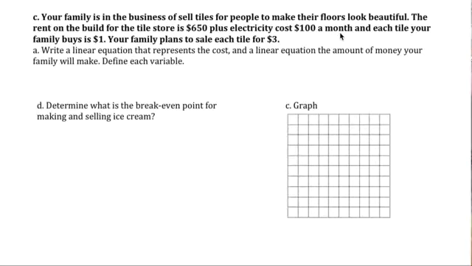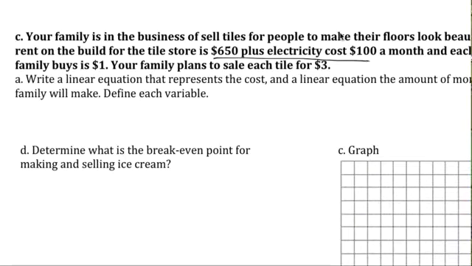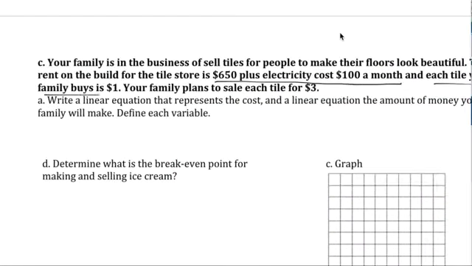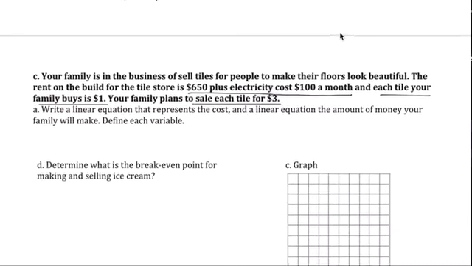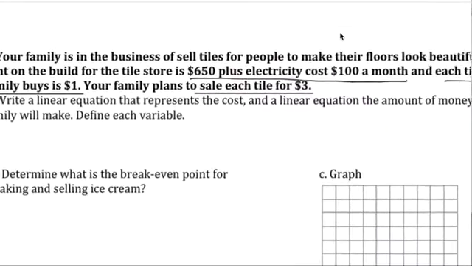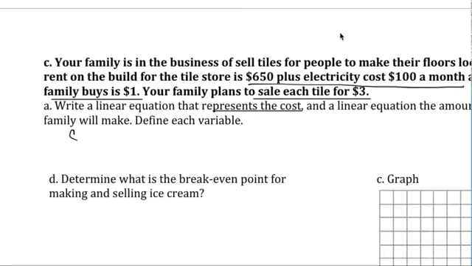Okay, your family is in the business of selling tiles for people to make their floors look beautiful. The rent for the building of the store is this much, plus the receipt costs $100 a month, and each tile your family buys is $1. It's fine to sell each tile for $3. Write a linear equation that represents the cost. So cost is 600. We'll put Y represents the cost.